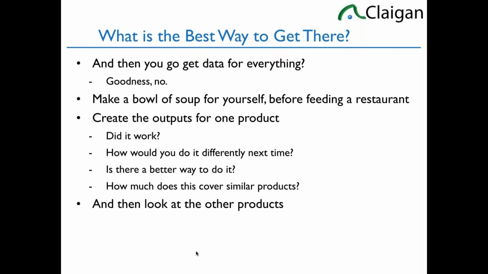Figure out, did it work? Would you do it differently next time? Is there a better way to do it? And the work I did, does it cover similar products? For example, you make soup and you might find out that you actually don't have a ladle. I really need a ladle. It's a good thing I'm not doing 50 at once here. Or if I'm doing chicken noodle or minestrone, I still need chicken broth.